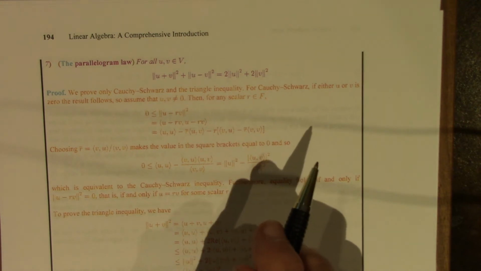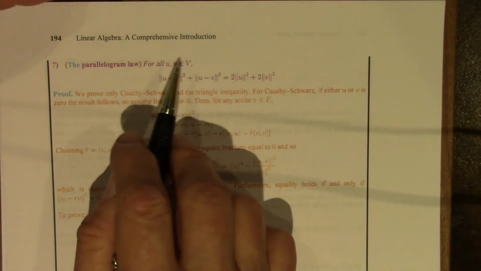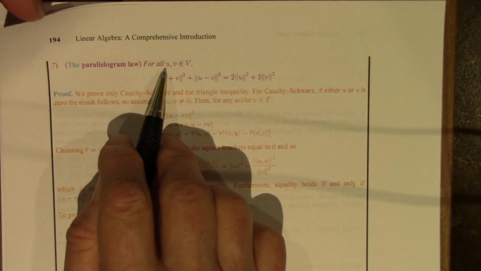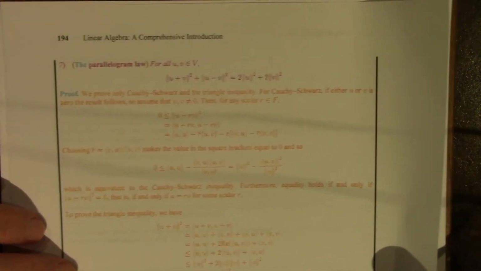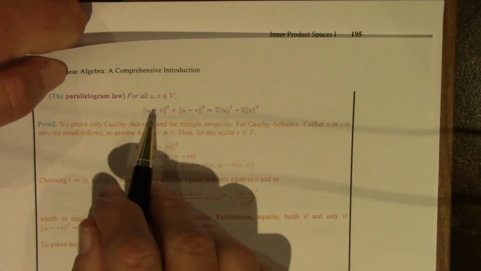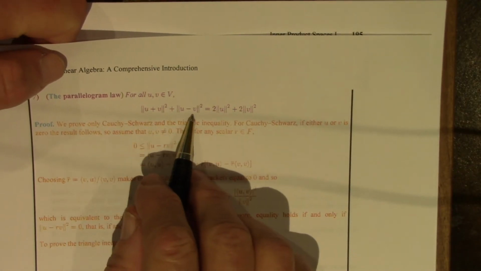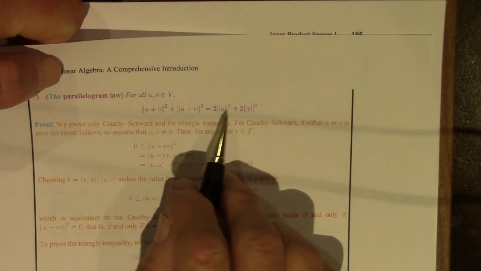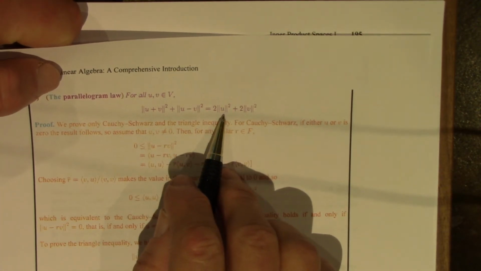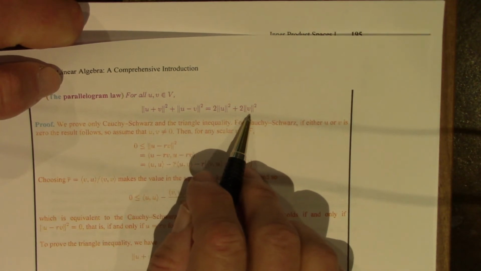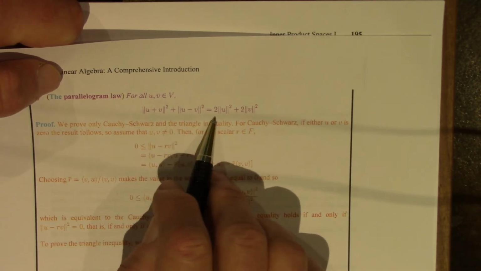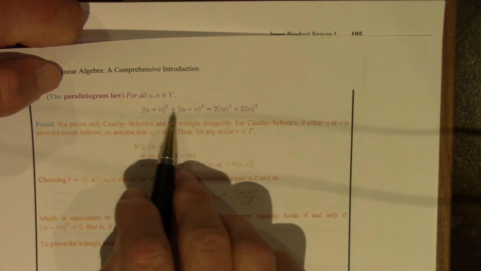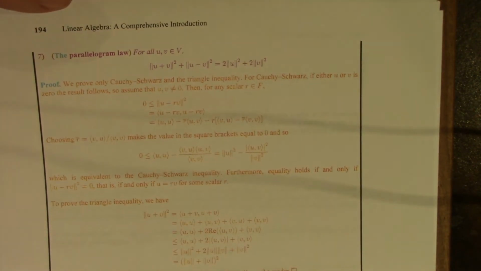Finally, we have the parallelogram law. Two vectors U and V. The norm of U plus V squared plus the norm of U minus V squared equals twice norm U squared plus twice norm V squared. I suggest that you draw a picture in R2, pick a couple of vectors U and V, draw these pictures, and you will see why it's called the parallelogram law.